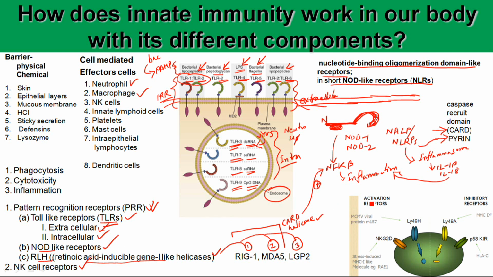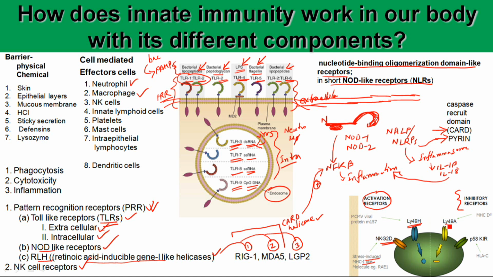Next, the NK cell receptor. The NK cell receptors are divided into 2 categories: the first one is the activating receptor and the second one is the inhibitory receptor. The activating receptors are Ly49H and the NKG2D. And this NKG2D receptor recognizes the stress induced and MHC class I-like molecules.